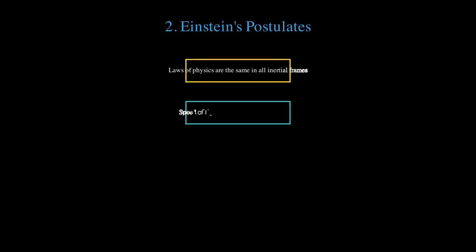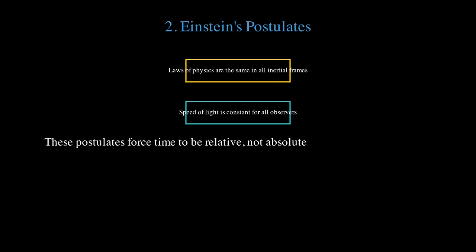Time dilation emerges from Einstein's two fundamental postulates of special relativity. The first postulate says physics laws are identical in all inertial reference frames. The second postulate states that light speed is constant for all observers. These two simple postulates have a shocking consequence. They force time itself to be relative rather than absolute.